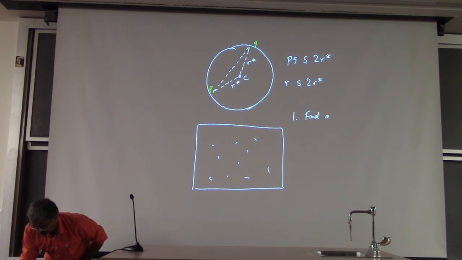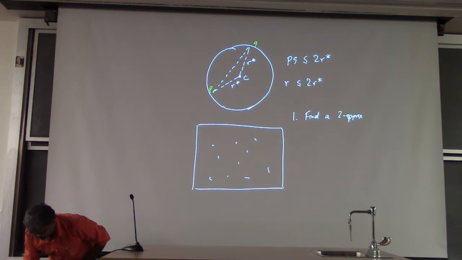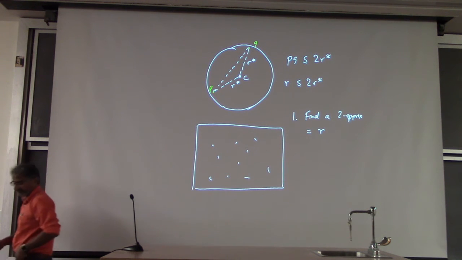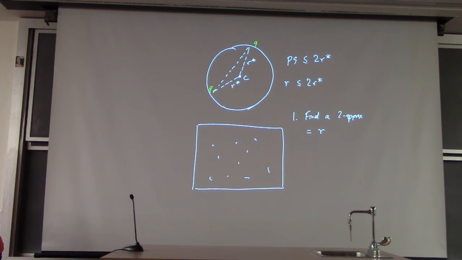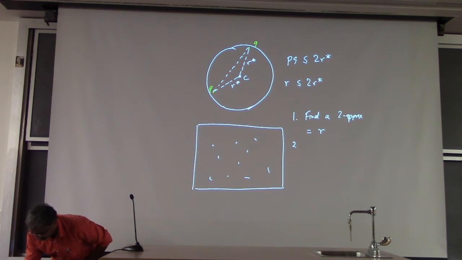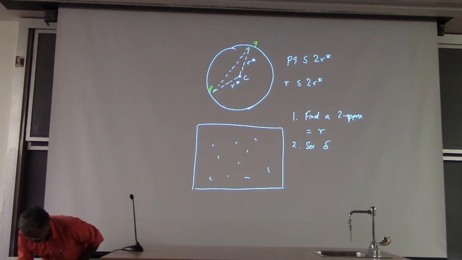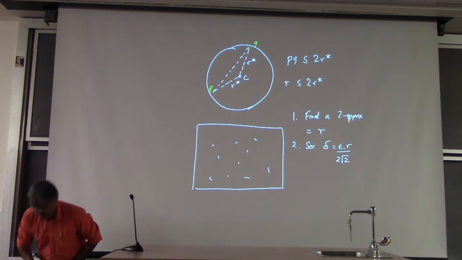find a 2 approximation. Well, we just saw how to do that. We just take any point, take its furthest neighbor, we get a 2 approximation. Let's say this gives us a value r. Now what we do is set delta, which is going to be a small number, equal to epsilon times r over 2 square root of 2. You'll see why in a second.